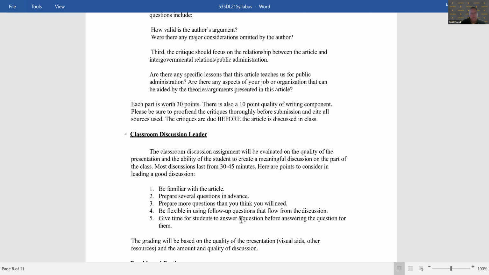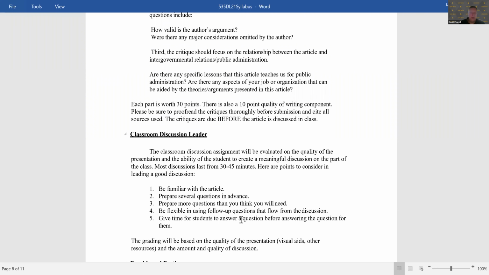And the 5th tip is one that I think is really important, and that's to give time for your colleagues to answer your question before jumping in and answering the question for them. You've written these questions out in advance, so you're very familiar with the questions, but your colleagues are hearing the questions for the first time. So it may take them some time to process the questions and understand what you are asking of them.